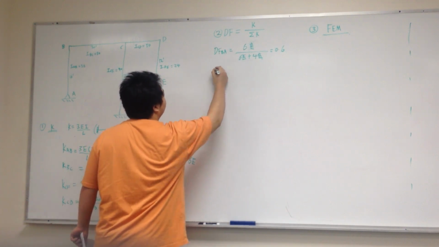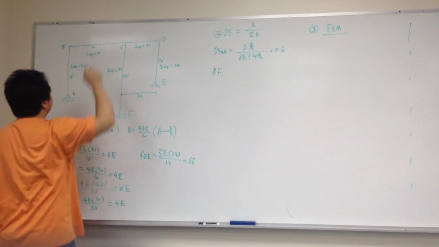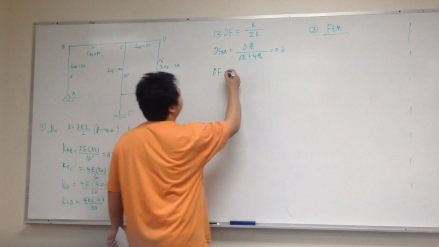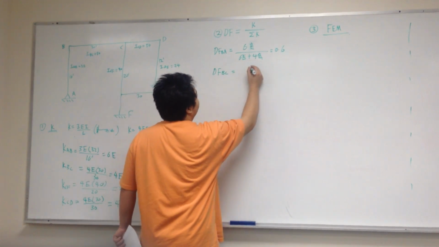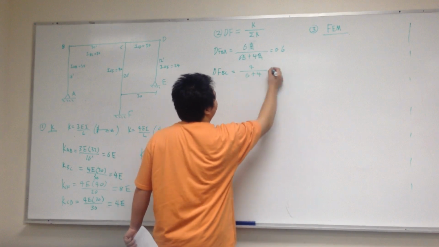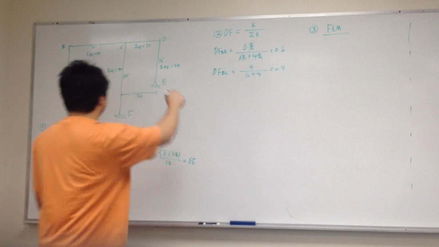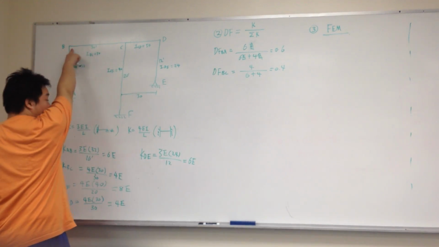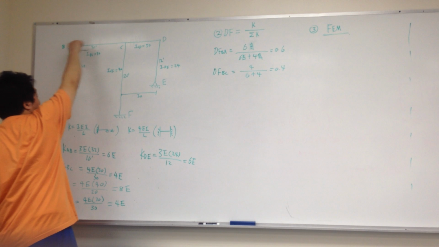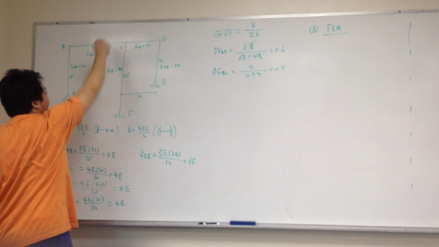So for BA we have now BC. So you're gonna have 4 divided by 6 plus 4, which is 0.4. You know why, right? Because same thing. BC is also at this node. So you have to add this up and then just take this divided by the sum.